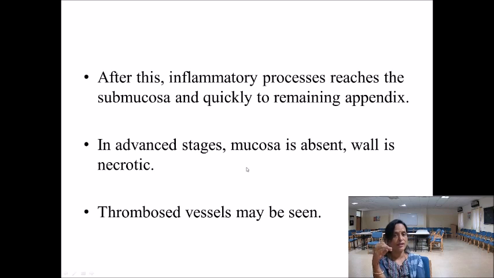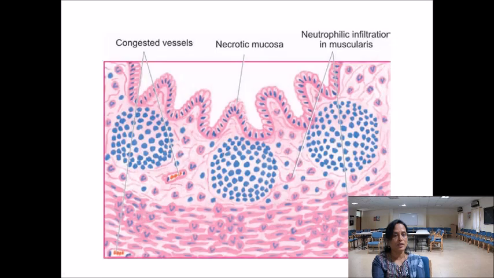So when gangrenous or hemorrhagic necrosis is there, many a time we do not see the mucosa at all. The entire mucosa will be necrotic, and the blood vessels could be thrombosed also. So ischemia again causing inflammation. This is a histological picture, a diagrammatic representation.